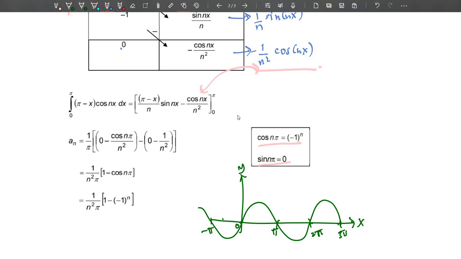But as for cos, it should be this way around. Okay, wait a second. I think I might have done something wrong there. Okay, wait a second. Sorry, I'm just going to draw it on another axis.